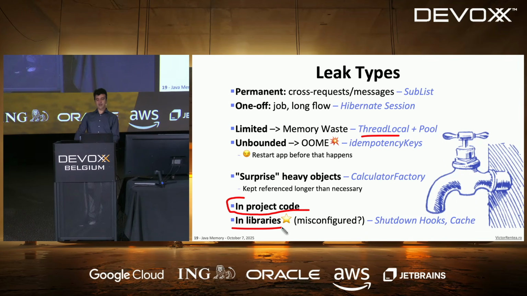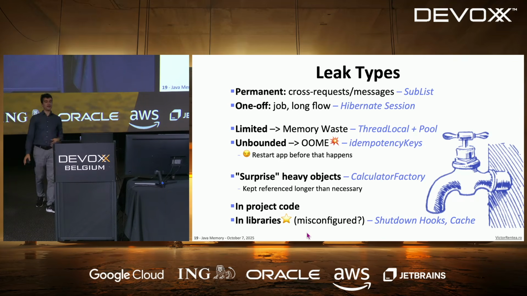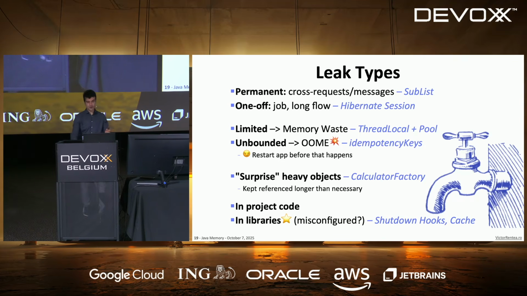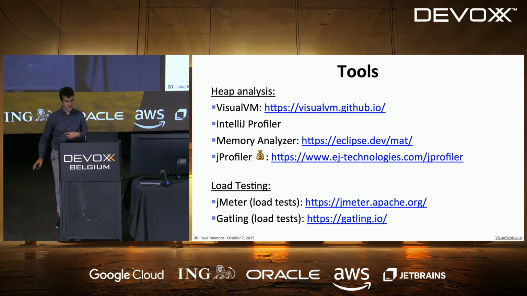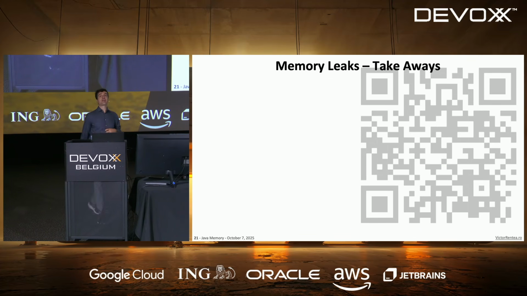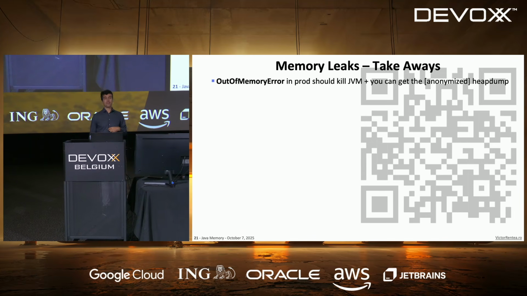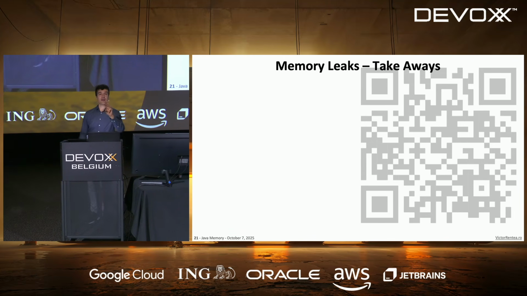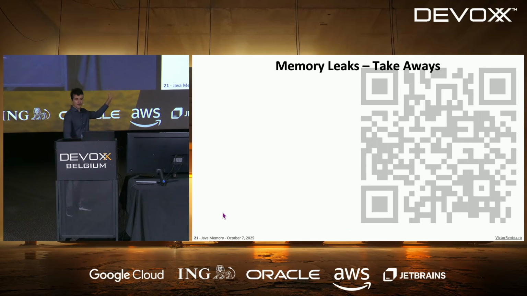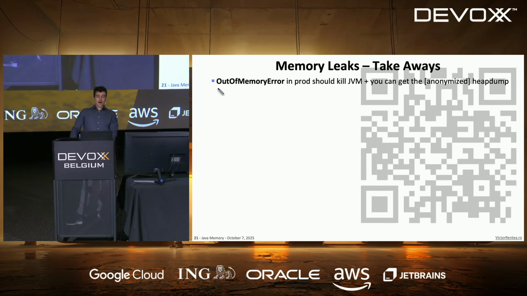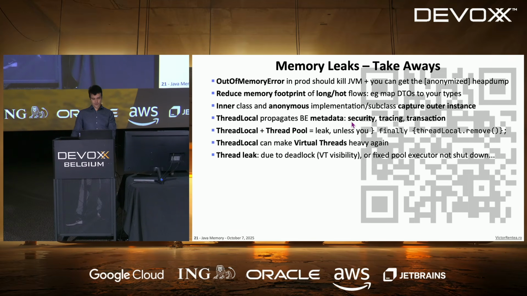And we saw leaks in libraries like caches, if you forget to put the max size, or shutdown hooks, very well. Good. The tools I've played with today, not all I've tried, but many. And the takeaways. I'm not done. I discovered 3 more leaks I need to share with you. But here, the conclusions.